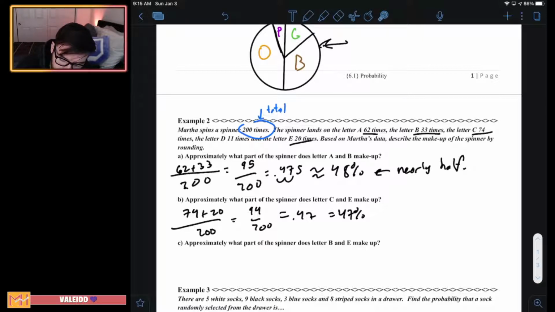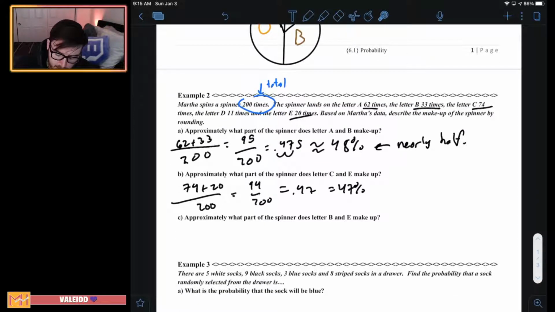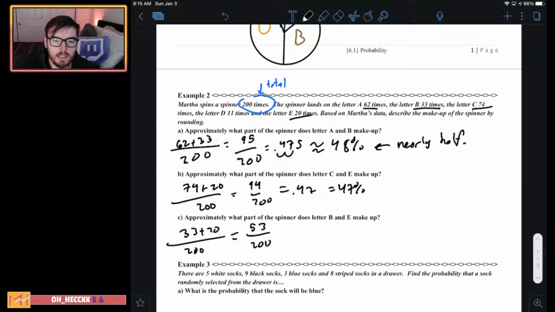Well, if nearly half is A and B, and nearly half is C and E, well, it makes sense that D is practically none of the spinner, right? Because we barely landed on D in comparison to all these other numbers. Right? So approximately what part of the spinner does B and E make up? 33 and 20. 53 out of 200. Plug that into a calculator, you get 0.265, which we'll call approximately 27% of the spinner.